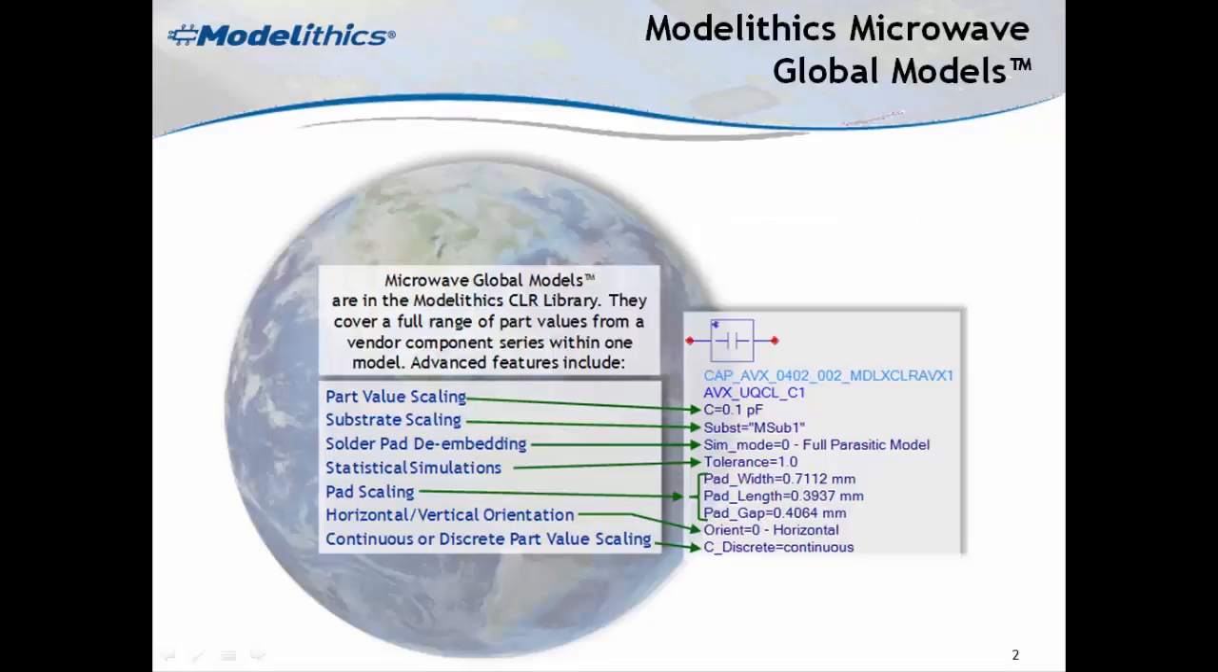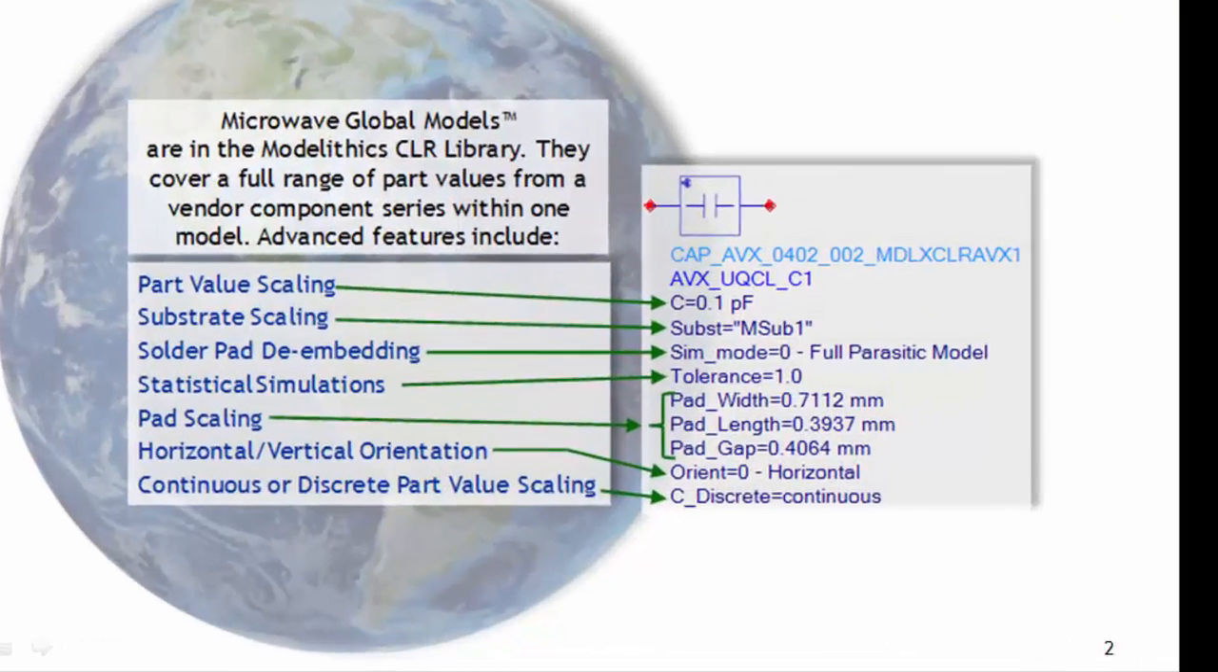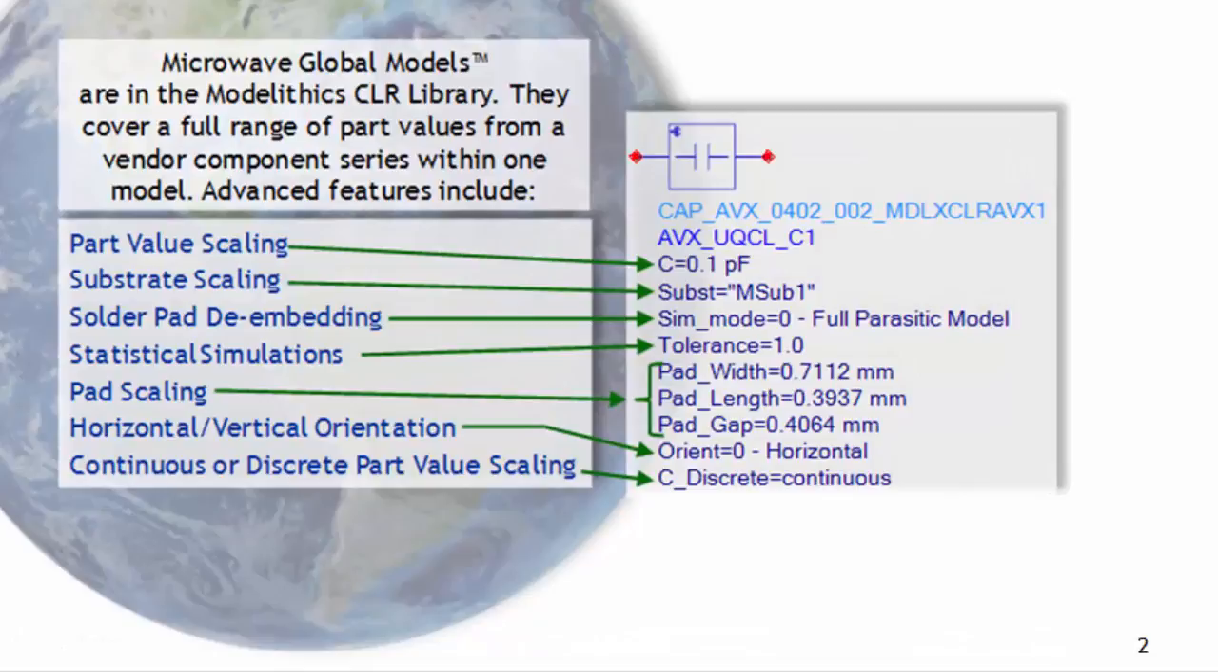What are microwave global models? The capacitor icon shown here is one example of a microwave global model as it appears in an electronic design and simulation tool. Note the many unique parameters that are included. The models are measurement-based equivalent circuit models. The measurement validation means that they capture parasitic effects caused by factors such as substrate and pad dimensions.